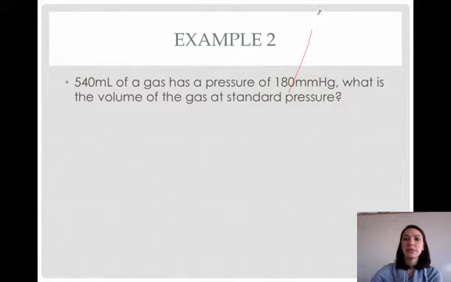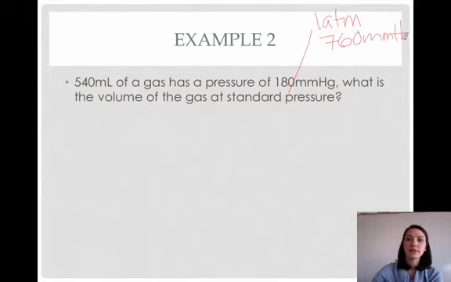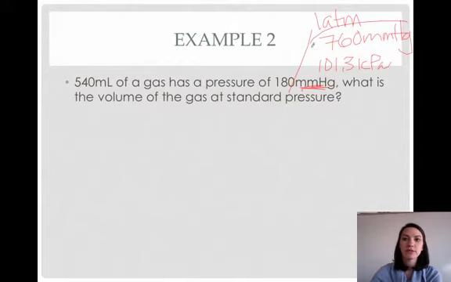So I know my standard pressure is either 1 atm or 760 millimeters of mercury or 760 torr or 101.3 kilopascals. Okay, so in this case we're looking at millimeters of mercury, so I have to use the same unit. So I'm going to use this value. Okay, I would like you to memorize these 2 values. I'll give you kilopascals if you need it.